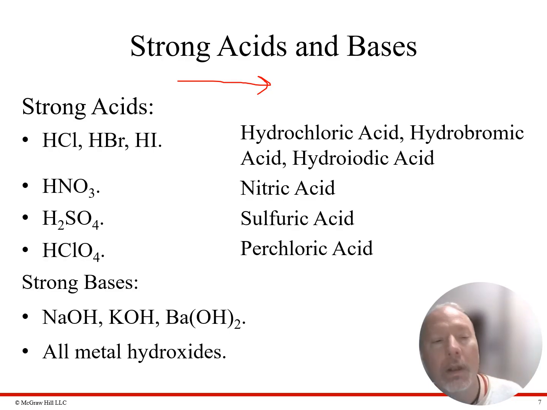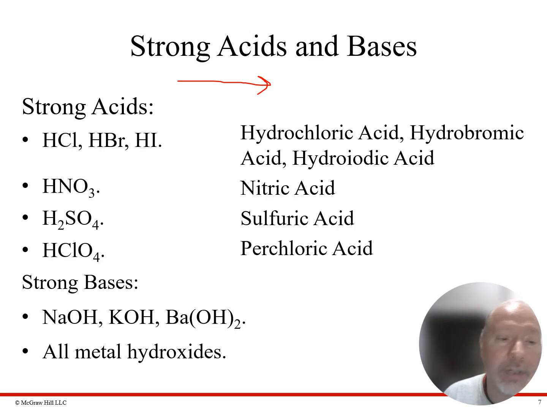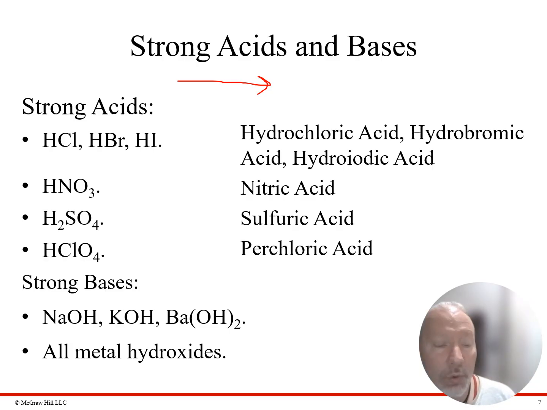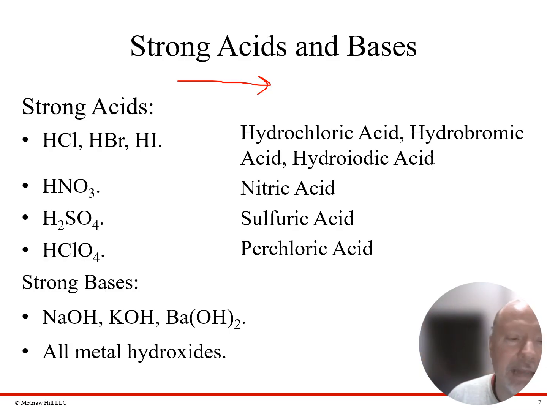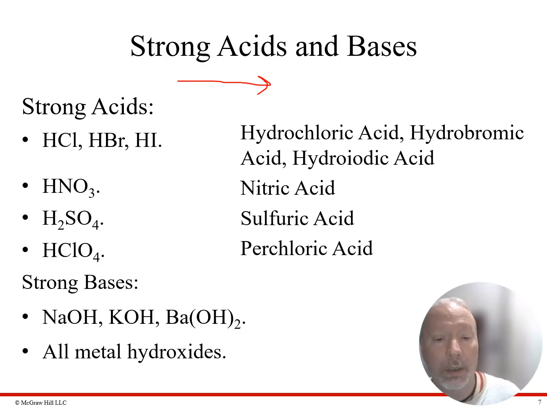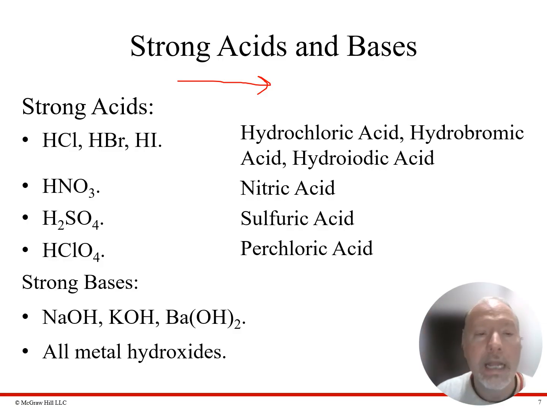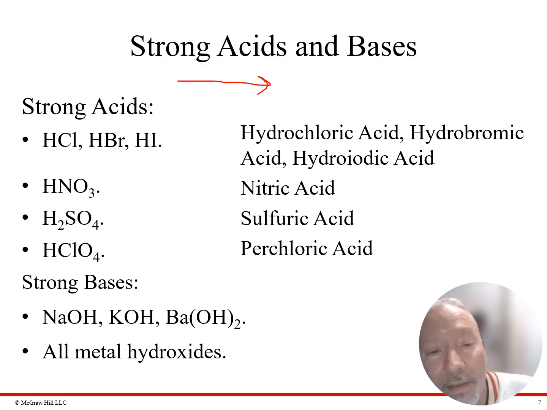And so HCl, which is hydrochloric acid, HBr, which is hydrobromic acid, HI, which is hydroiodic acid, HNO3, nitric acid, H2SO4, sulfuric acid, and HClO4, perchloric acid. Those are all strong. They completely ionize. The arrow only goes in this one direction, as you see here.